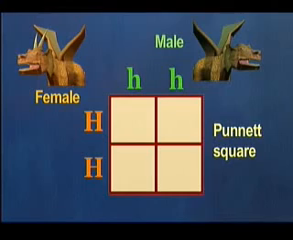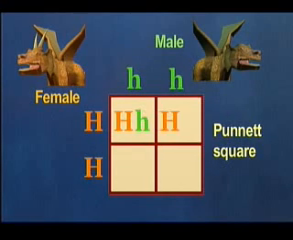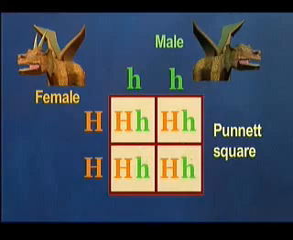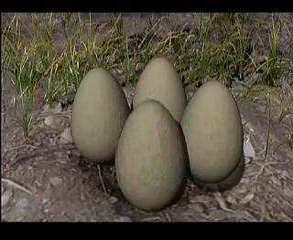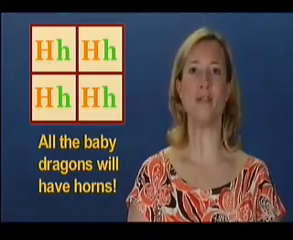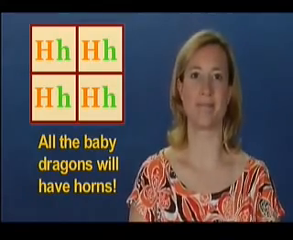The top left square gets a H from the mother and a small h from the father. The top right square also gets a H from the mother and a small h from the father. In fact, all the squares get 1 H and 1 small h. So what will all the children of these two parents look like? Do they have horns or don't they? Well, since the H is the dominant allele, all the baby dragons will have horns.